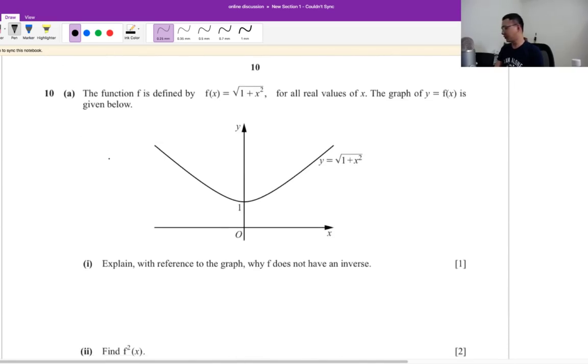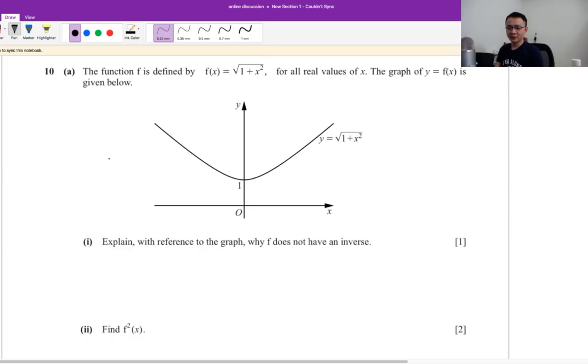Alright, so let's have a look at question number 10 here. Okay, so the function f is defined by f(x) equals the square root of 1 plus x squared for all real values of x. The graph of y equals f(x) is given below. Explain with reference to the graph why f does not have an inverse. Because f is not a one-to-one function.